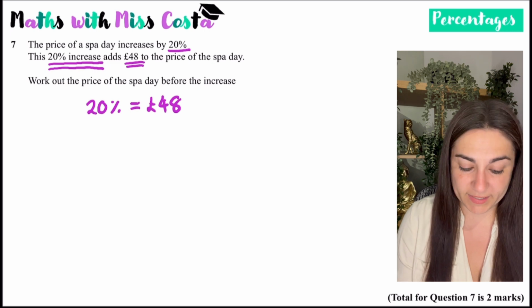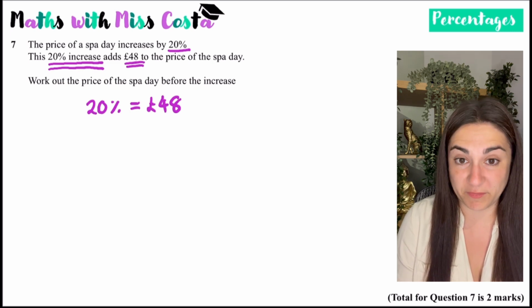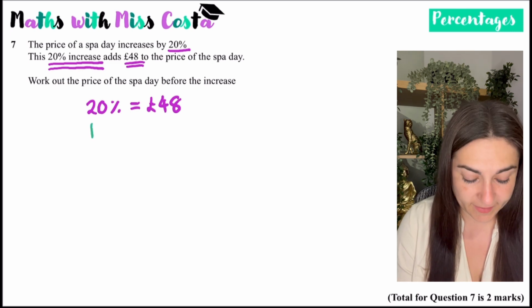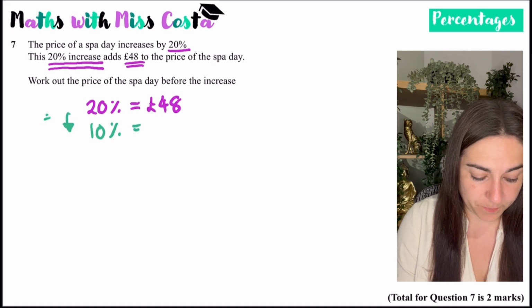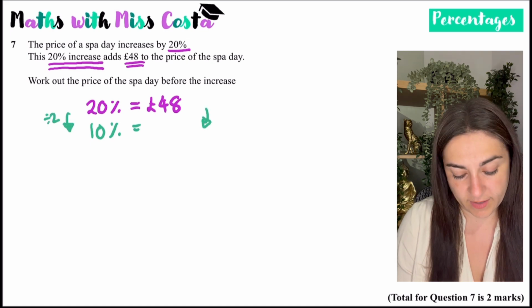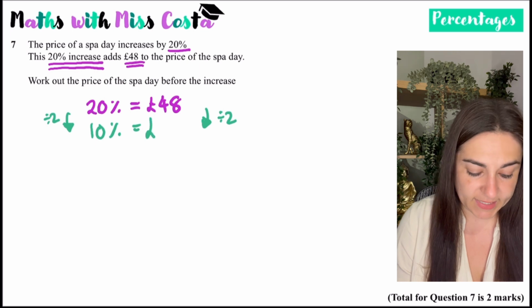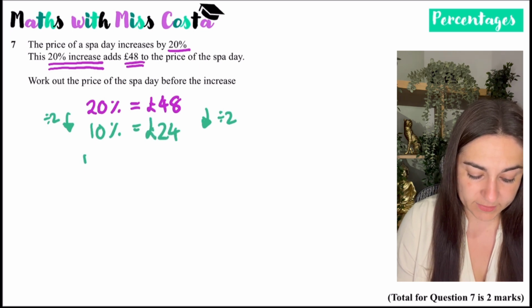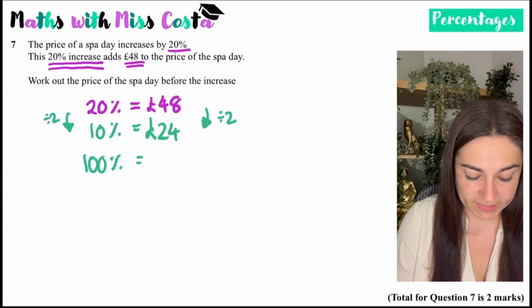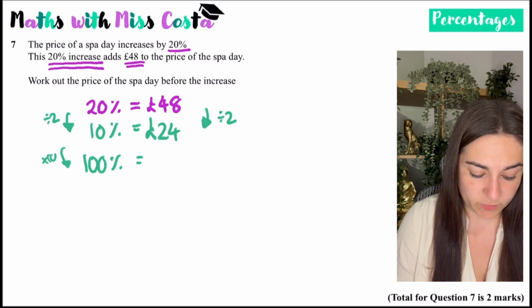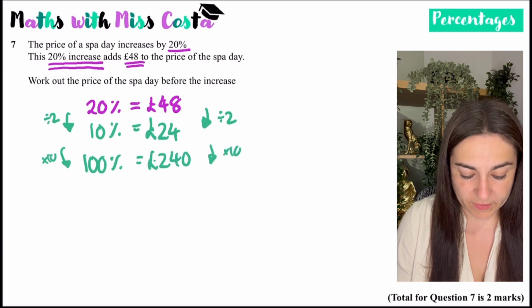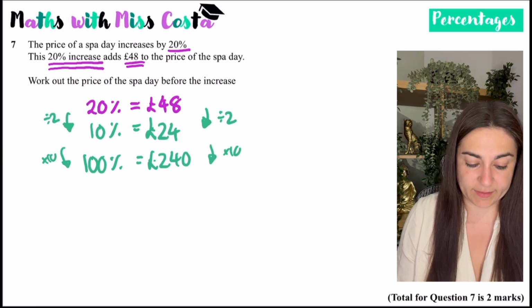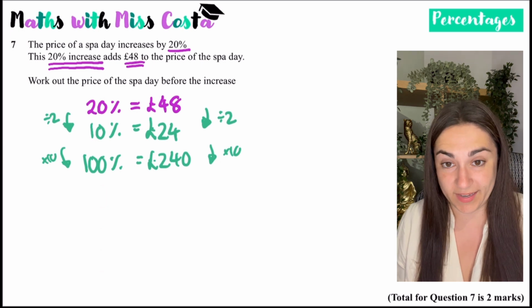I know that if 20% is 48, I could times it by 5 to work out what 100% is. Or I could just figure out what 10% is by dividing by 2, because 10% is half of 20. So that would be £24. And then to work out 100%, I would then multiply by 10. So that would be £240 is the price of the spa day before the increase.